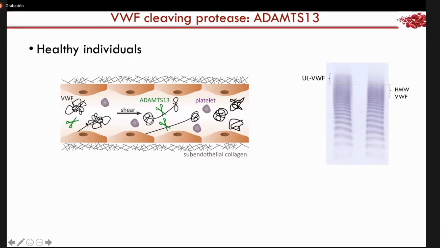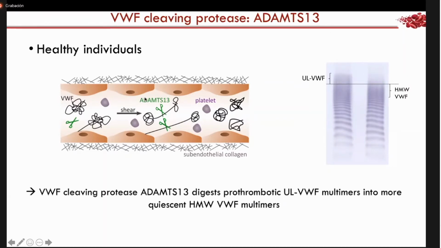So it is secreted as an ultra-large protein, meaning that you have multimers of an ultra-large size, and their size can be up to 20 million Dalton. In this way, VWF is the largest multimer found in our blood. Now, these ultra-large VWF multimers are prothrombotic, they are dangerous, and therefore they are cleaved by the VWF cleaving protease ADAMTS13 when they unfold in the flowing blood, into multimers of a lower size, but still a size that is big, and we call it the high molecular weight VWF multimers.